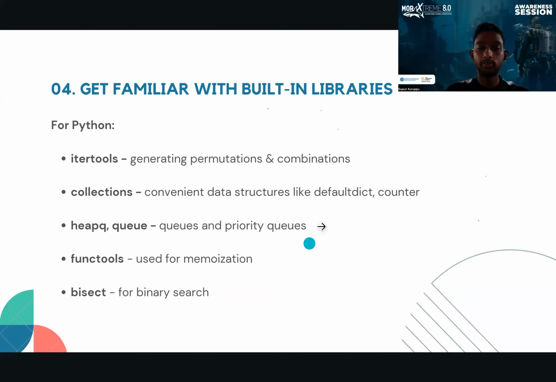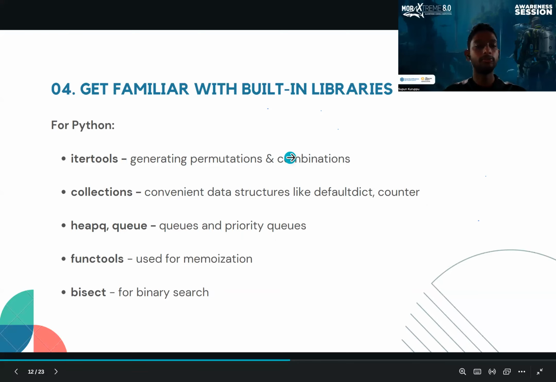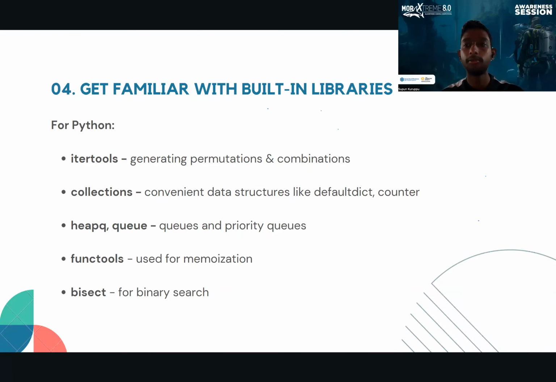As I mentioned before, we use priority queues a lot during our competition, and we always use the heap queue for that. Instead of implementing the priority queue data structure ourselves, we use the heap queue, which is built into Python. There are also functools, bisect, and all of these libraries you can learn about on the internet, because there are so many resources there, since Python is a very popular programming language.